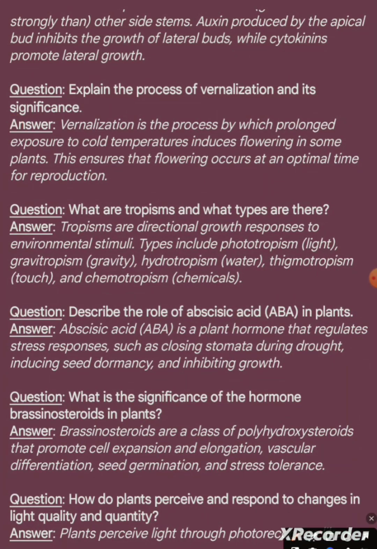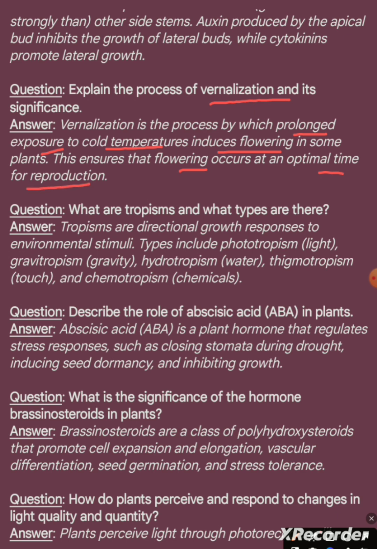Next question. Explain the process of vernalization and its significance. Answer. Vernalization is the process by which prolonged exposure to cold temperature induces flowering in some plants. This ensures that flowering occurs at an optimal time for reproduction.